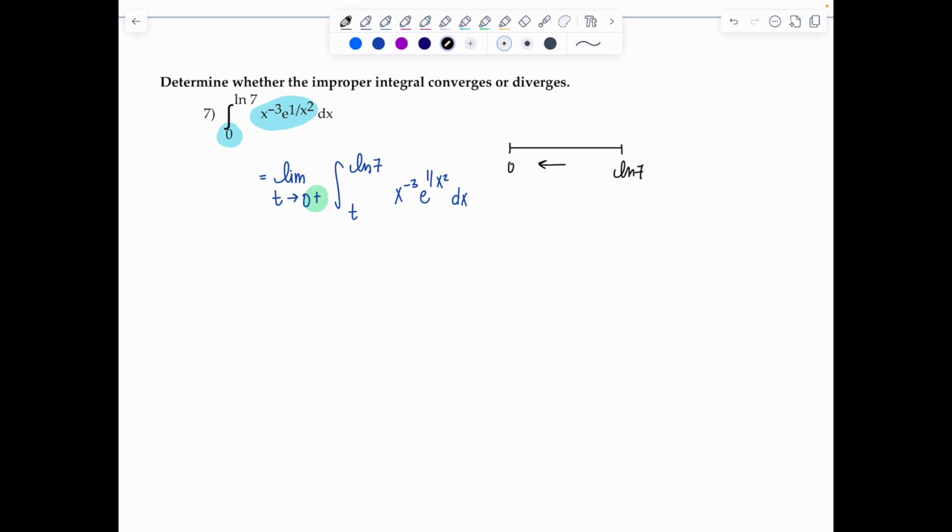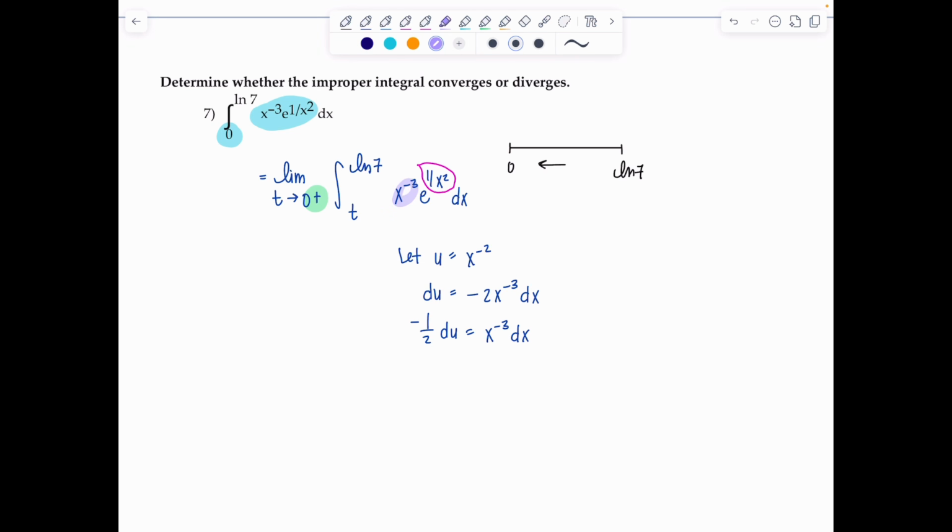Okay, at this point, there's not too much to do. We're just going to do a u sub. So a little more straightforward integration. Let's let u equal 1 over x squared, which is x to the negative second. And then du is negative 2x to the negative third dx. So negative 1/2 du is x to the negative third dx, which we have right here. X to the negative third dx, negative 1/2 du.